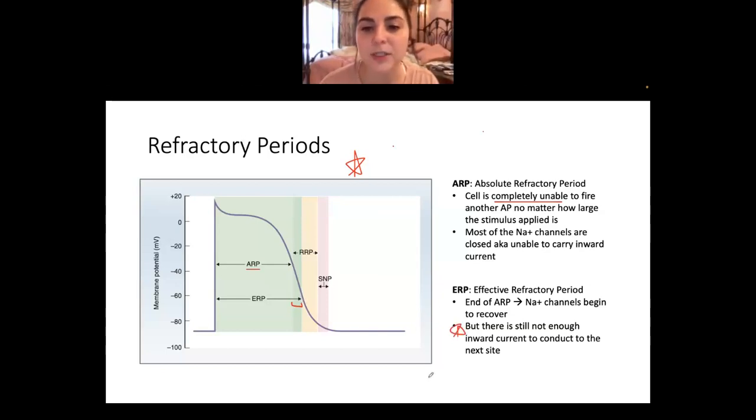But there's still not enough of an inward current to conduct to the next site and have another action potential. But the possibility is there, and that's what I want to emphasize. A lot of the drugs extend the effective refractory period. That's what they do, they extend the ERP. The whole idea is that especially if you have an arrhythmia, we don't want the body to send out another action potential. It doesn't have to. So it's good to extend that period.